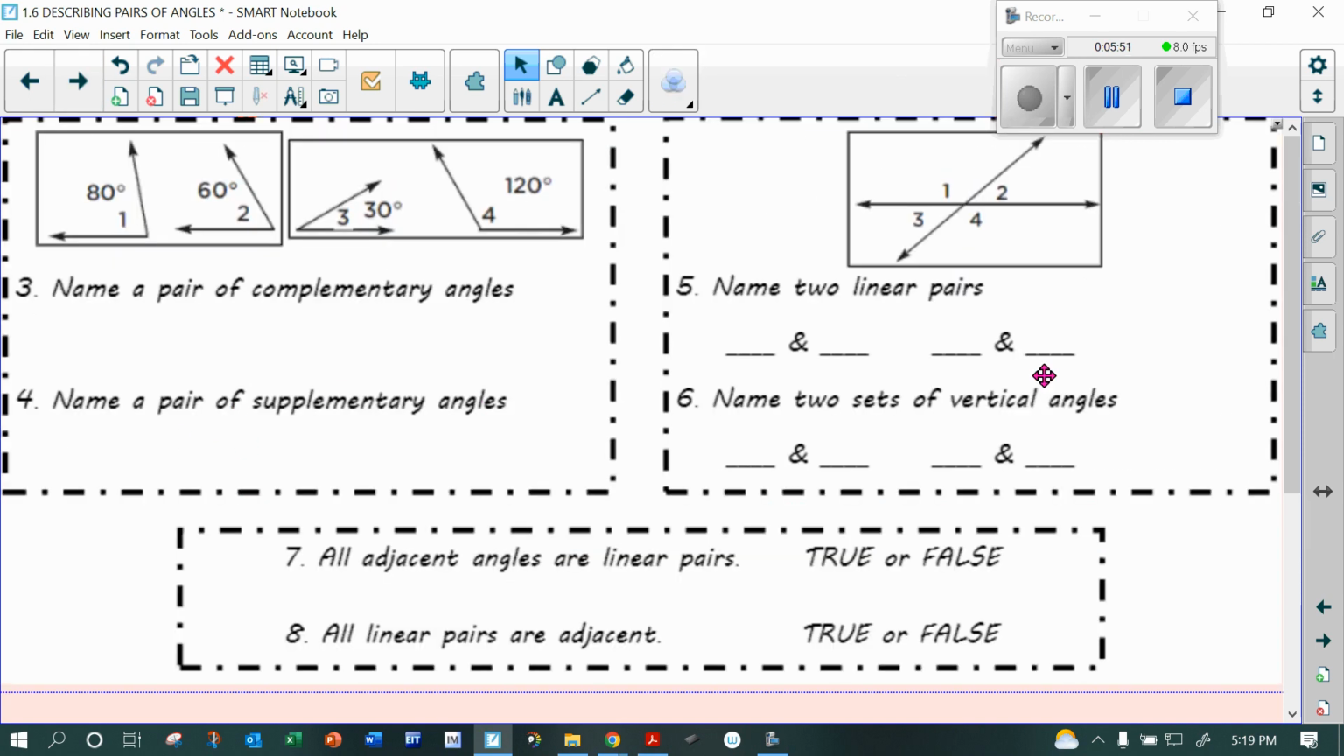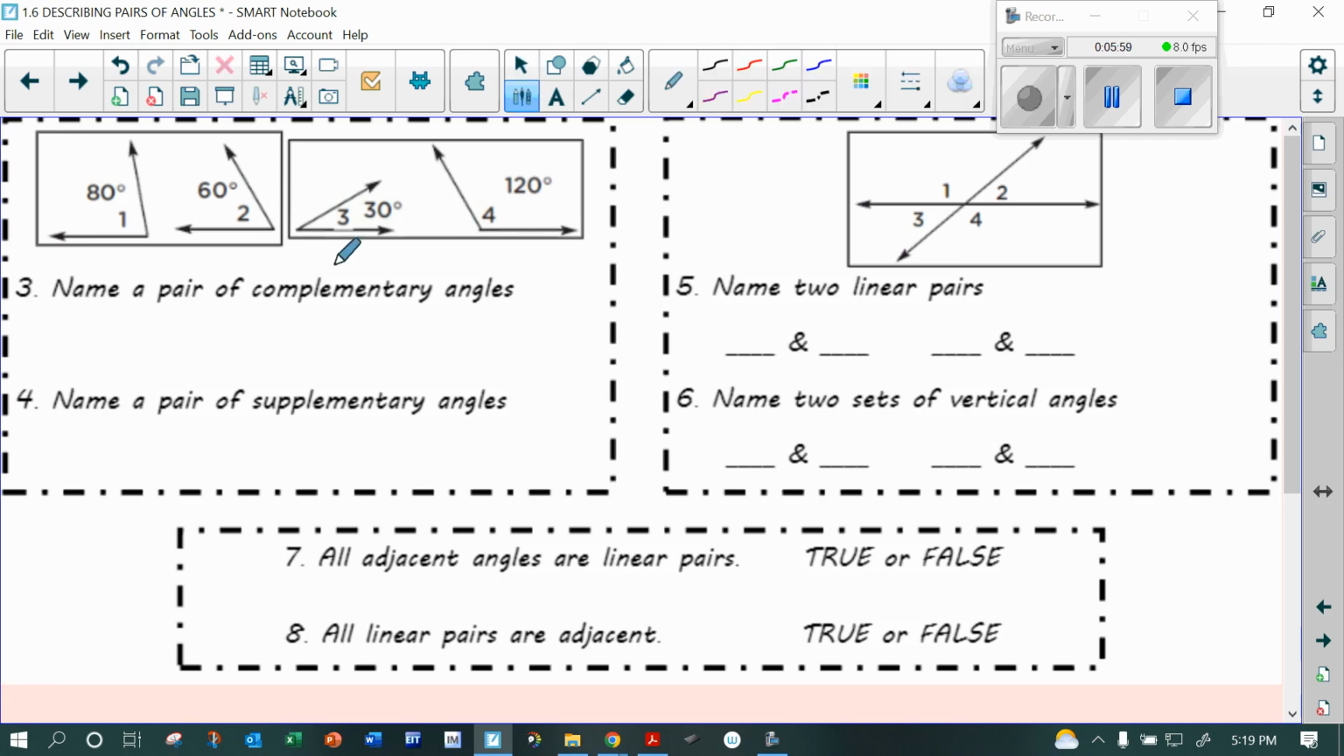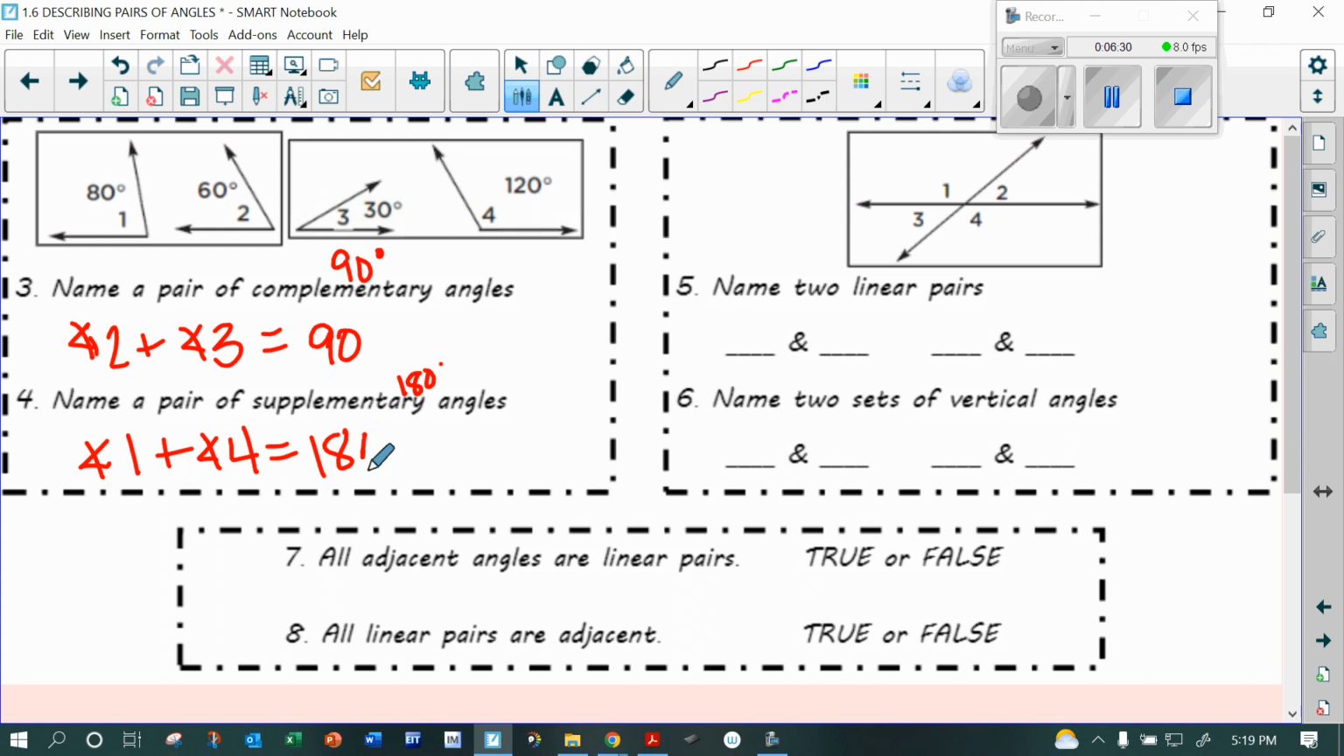All right, so now here it says to name a pair of complementary angles. So remember, complementary means they have to add up to 90. Number 3 says to name a pair. So like angle 2 and angle 3, they add up to 90. So angle 2 plus angle 3 equals 90. Name a pair of supplementary. Remember, supplementary, they have to add up to 180. So angle 1 and angle 4 equal 180.